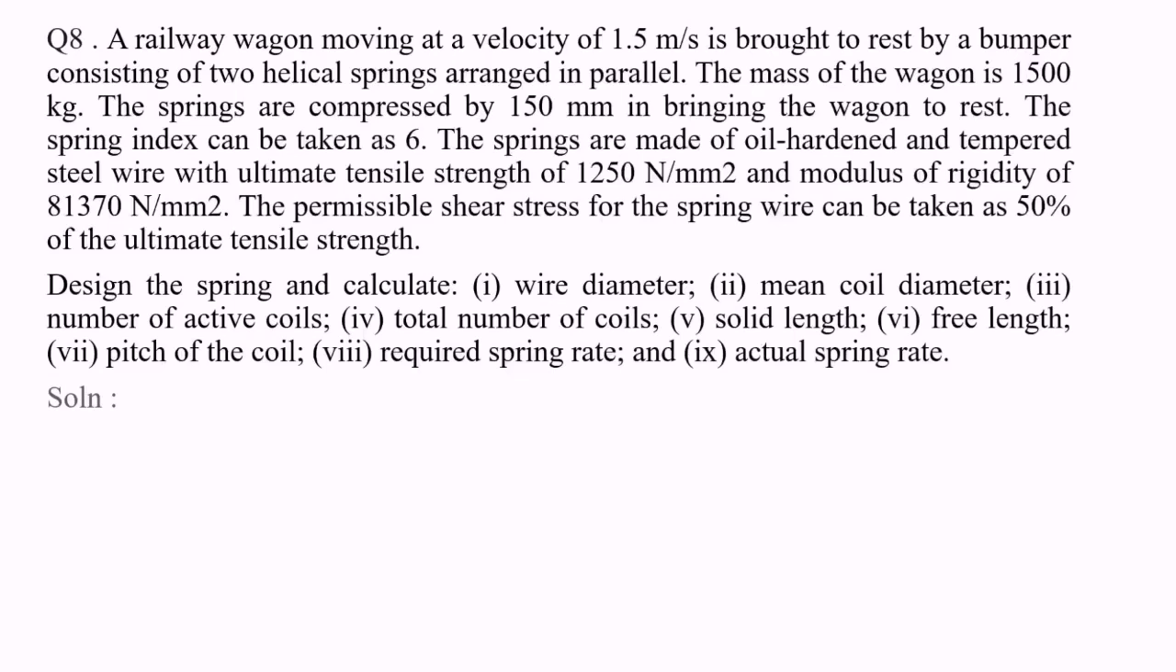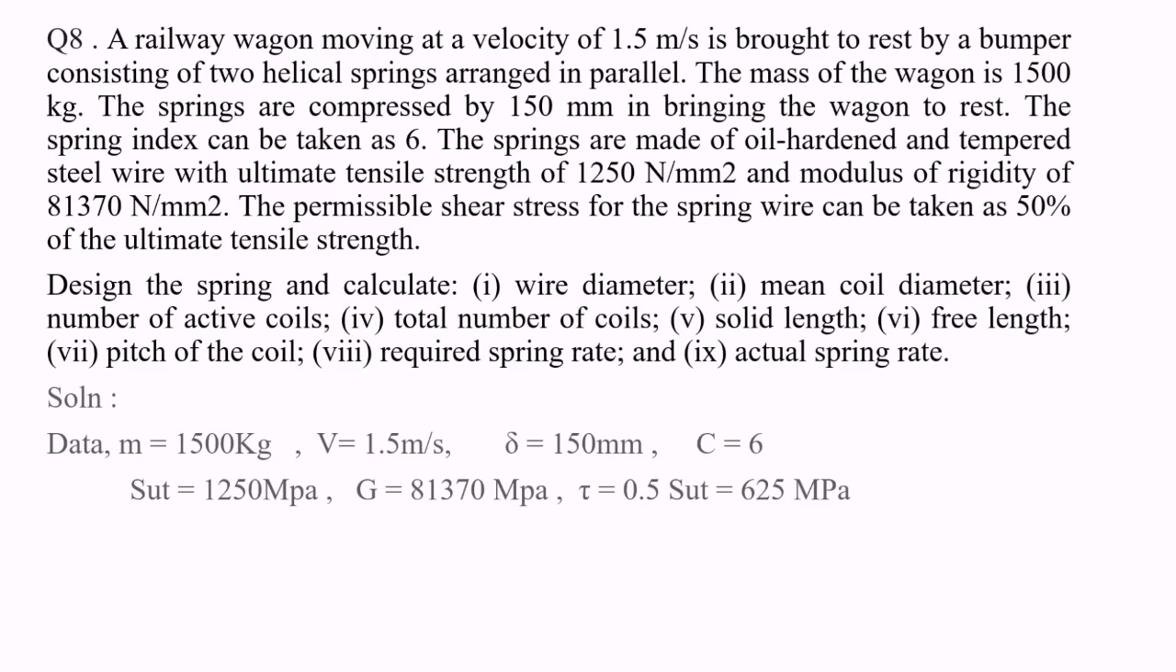Before starting the problem, let us see what is the data given. So mass is given to us as 1500 kg, velocity as 1.4 meter per second, deflection 150 mm. Please note that this deflection will be the maximum deflection as the wagon is being brought to rest. Spring index is given as 6 and other material related properties are given. Let us start with the solution.